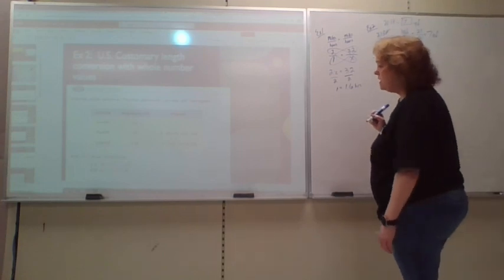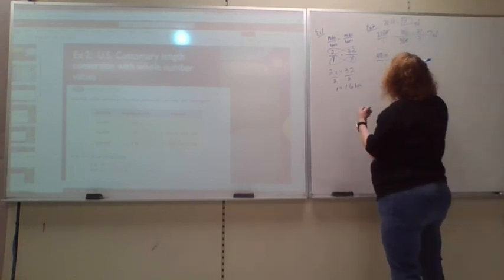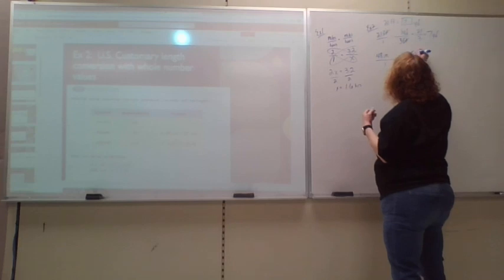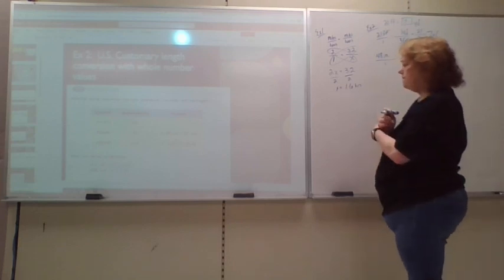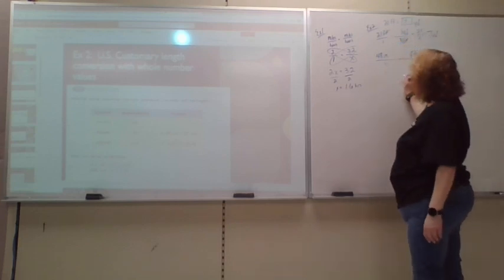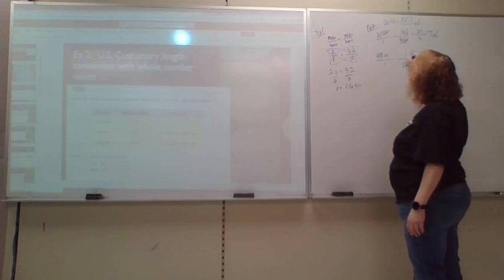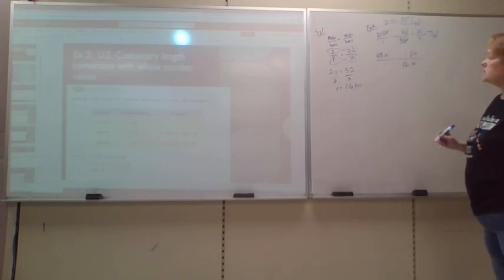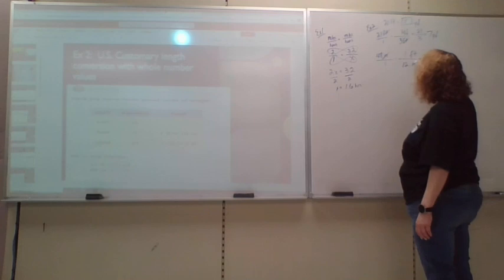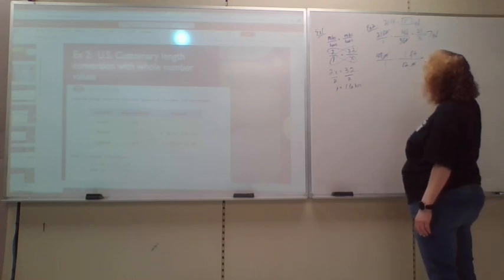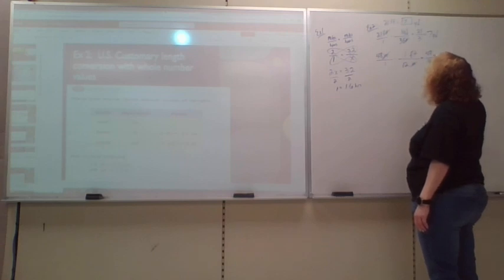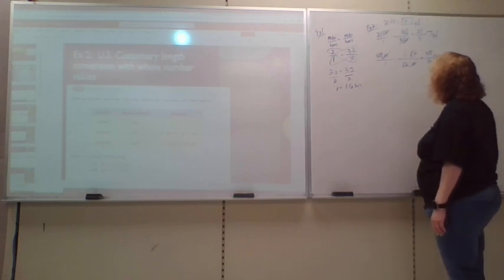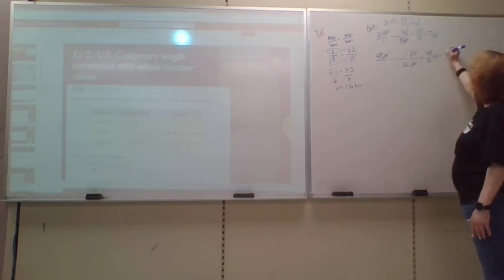And we're going to change it to feet, right? So that means I need inches on the bottom and feet on top, okay? So I'm going to put a 12 here and a 1 here, so I can cancel out my inches and they just go away. Then that leaves me with 48 over 12 feet, which simplifies to 4 feet.